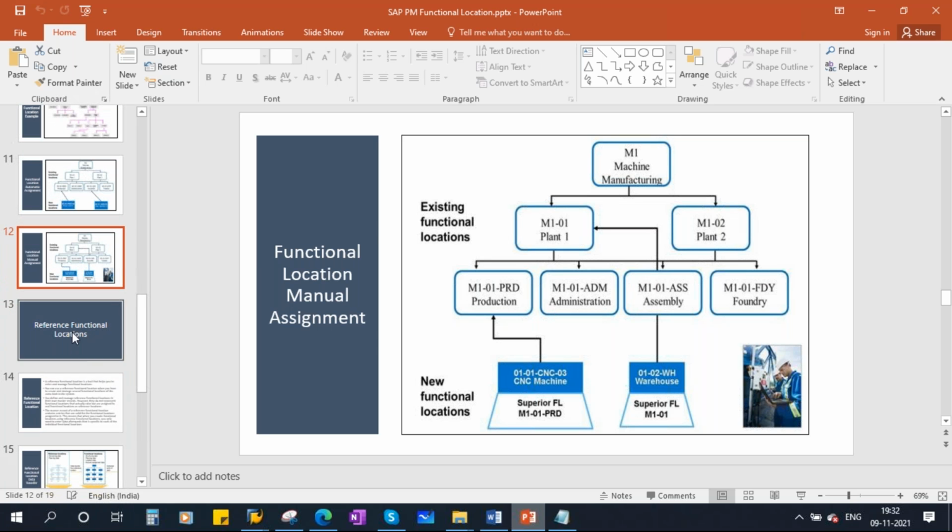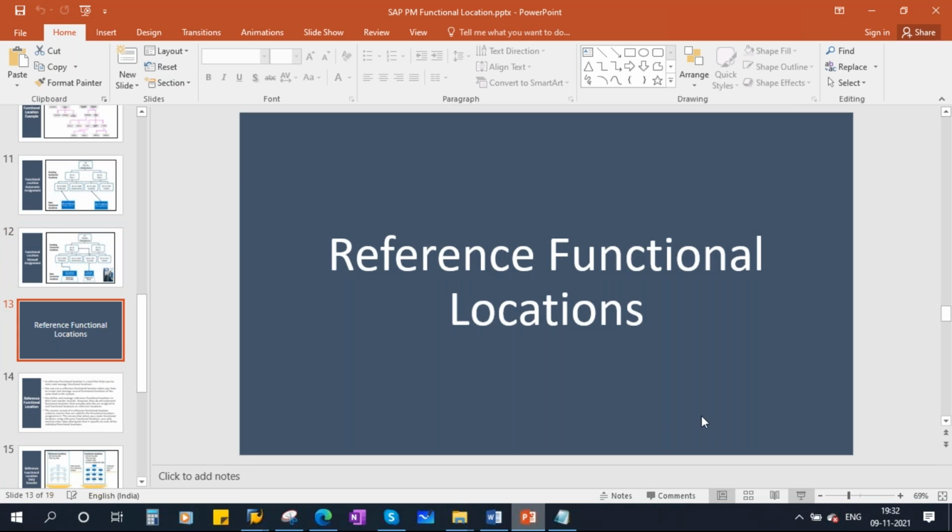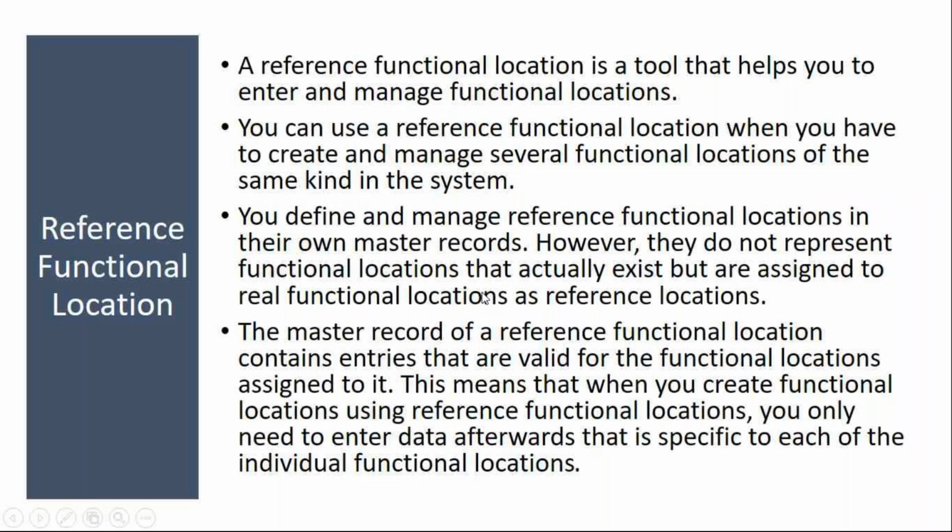Now we will talk about a reference functional location. A reference functional location is a tool that helps you to enter and manage function locations. You can use reference function location when you have to create and manage several functional locations of the same kind in the system. Reference function locations are like templates. They are not actual physical function locations. They are like a dummy template.